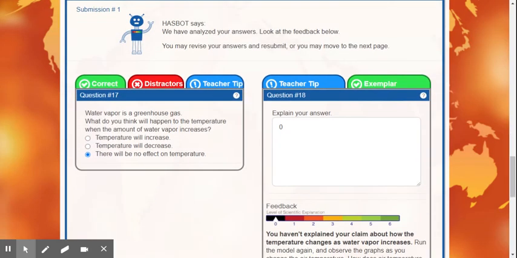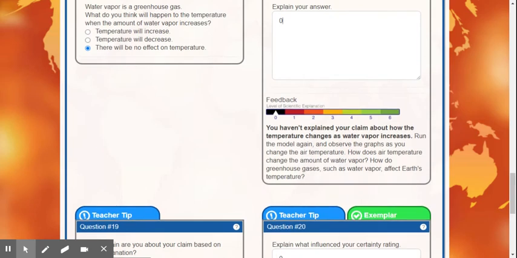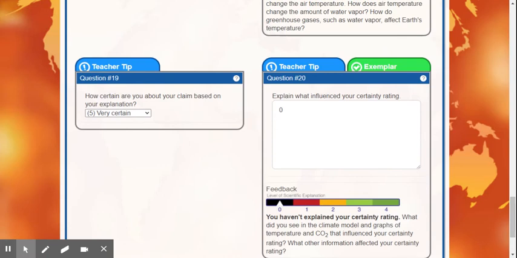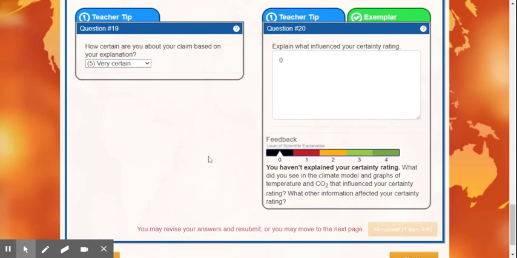Next is your argument page. Water vapor is a greenhouse gas. What do you think will happen to temperature when the amount of water vapor increases? Well, you would say that temperature will increase, decrease, or have no effect. Hopefully you said that it'll increase. Explaining your answer. Remember, when you explain your answer, look at the graphs. How does the temperature change when the water vapor changes? Okay. How do greenhouse gases such as water vapor affect Earth's temperature? How certain are you? And then explain what influenced your certainty rating.